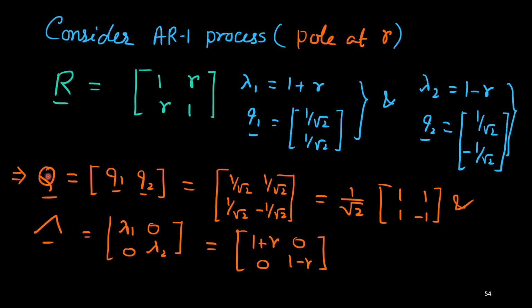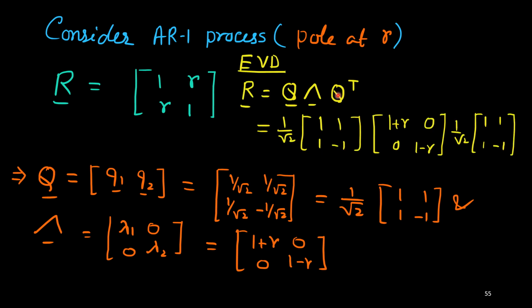Now we can make this Q matrix, that is this q1 I'll put first and then q2 in the second column. So this first column is this one, 1 upon root 2, 1 upon root 2, and second q2, this one, 1 upon root 2 and minus 1 upon root 2 here. So 1 upon root 2 I can take common, it will become 1 1 1 minus 1, right? And capital lambda I will consider here lambda 1, lambda 2, and this is 0 0, a diagonal matrix. Here in this case, 1 plus r, it is 1 minus r, it is 0 0.